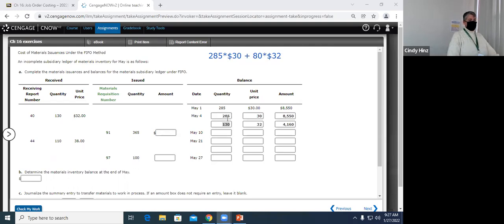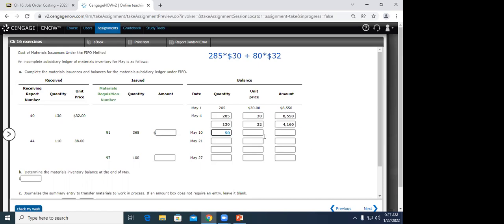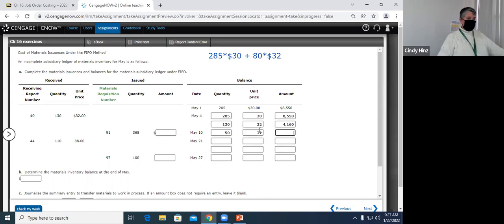And when we use 80 of the newer ones, how many does that leave? 130 minus 80. We have 50 left. 50. Thank you. 50 left in our ending inventory. Those are going to be the $32 ones. So our inventory is down to $1,600.